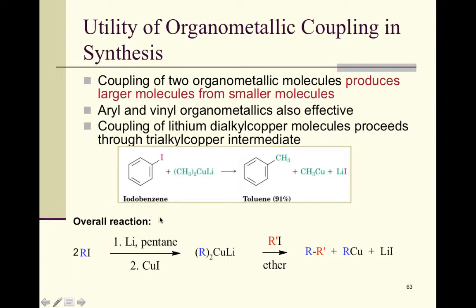In an overall reaction, we have to first make our Gilman reagent. This is from a couple slides back, so we're putting this all together. We have two of our R groups with iodine reacting with lithium in pentane. And to finish forming the Gilman reagent, the second step is to bring in our copper iodide. And now we have our Gilman reagent formed. Then we can bring in a different alkyl halide, it doesn't have to be the same as this one here, in ether. And now we can form, from the coupling of two organometallics, a much larger molecule.